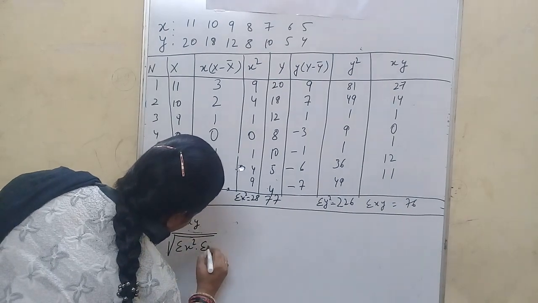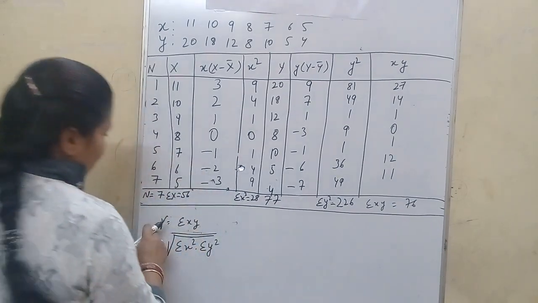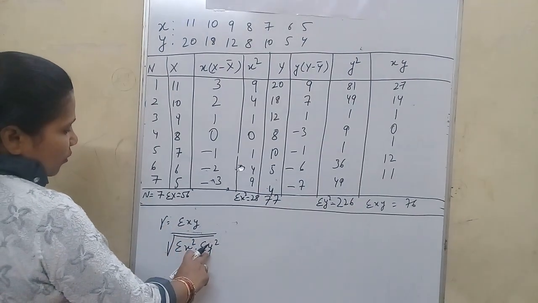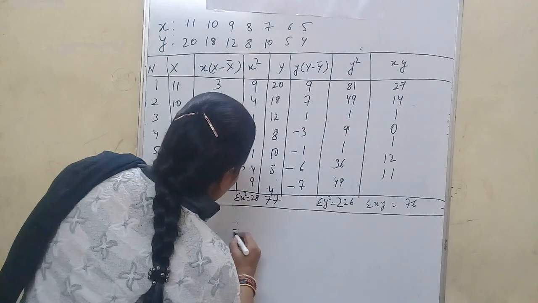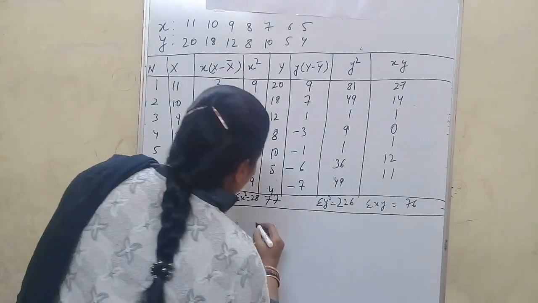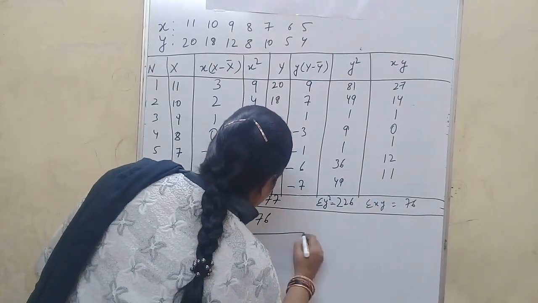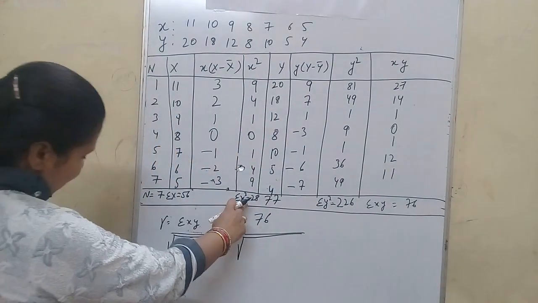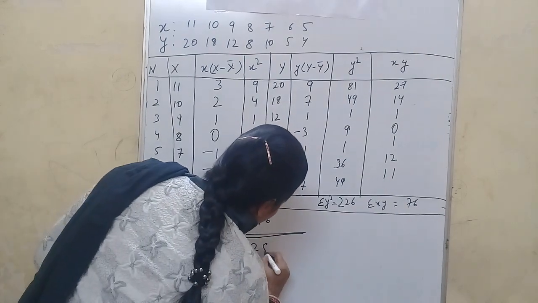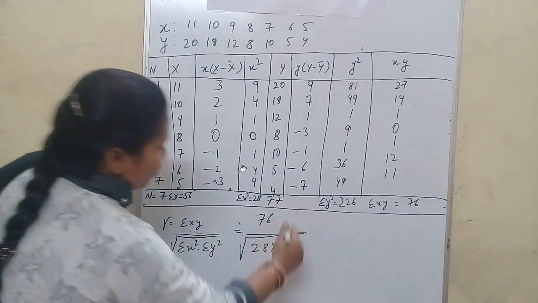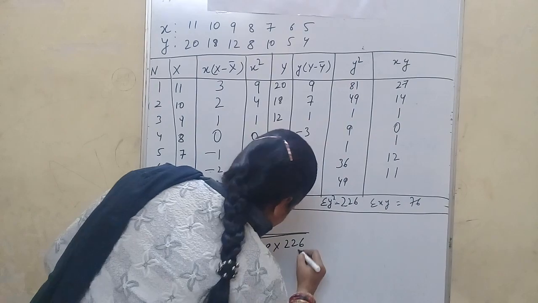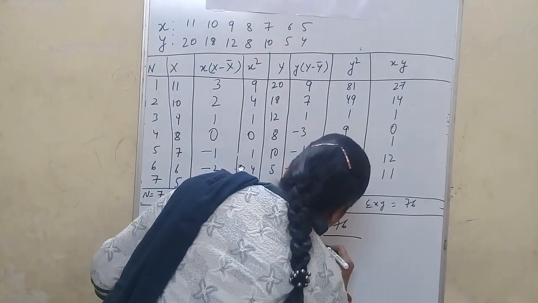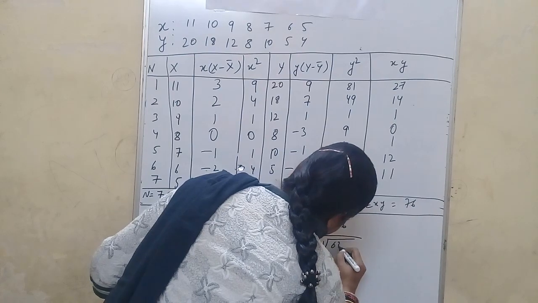Correlation is equal to summation xy by root of summation x square into summation y square. Summation xy is equal to 76, by root of summation x square. What is summation x square? 28. Summation y square is 226. When we multiply this, we get 6328 under the root.